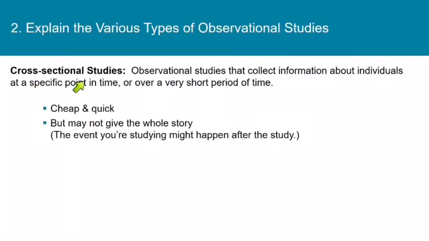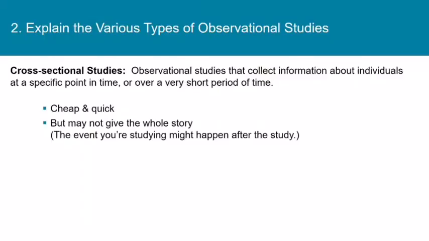First, we have cross-sectional studies. These are observational studies that collect information about individuals at a specific point in time or over a very short period of time. An advantage of a cross-sectional study is that it's inexpensive and quick to do, but a drawback is that it may not give the whole story. For example, if you were performing a study on the relationship between diet and heart disease, then you might, as a starting place, give a sample of people a questionnaire. And the questionnaire might ask them what their diet is like and, with a few specific questions, and then have you ever experienced heart trouble?